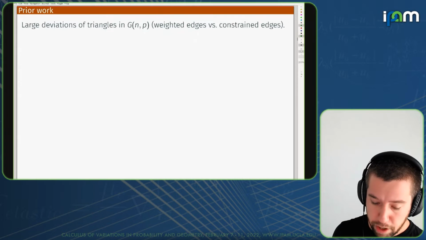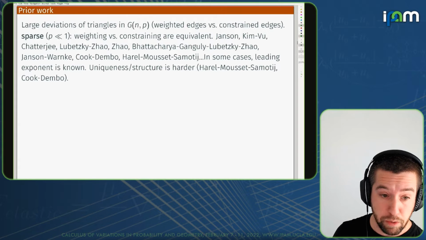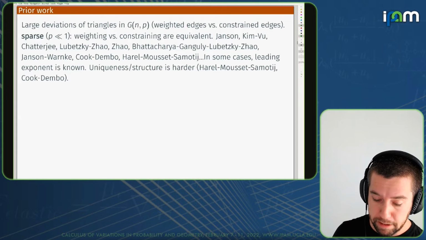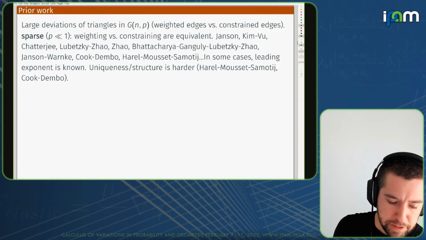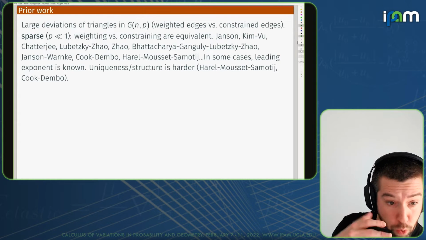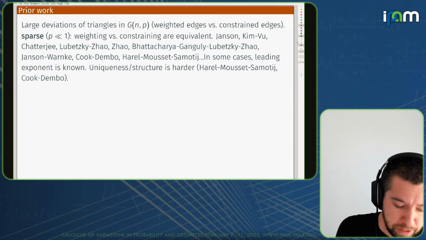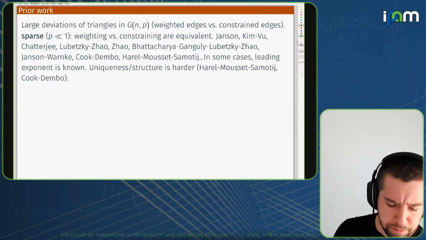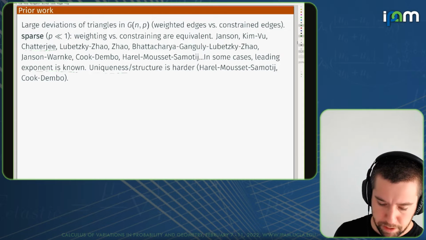There's a lot of work. Most of the early work focused on the case where p goes to 0 as n goes to infinity, and there are lots of issues there. Even figuring out the right exponent, the order of the exponent, let alone the leading constant, was not known for a while. It was finally resolved by Chatterjee. In more recent works, some of the questions I mentioned above have been answered. In some cases, it's known what the leading exponent is. In some cases, it's known what the conditional structure looks like in some sense.